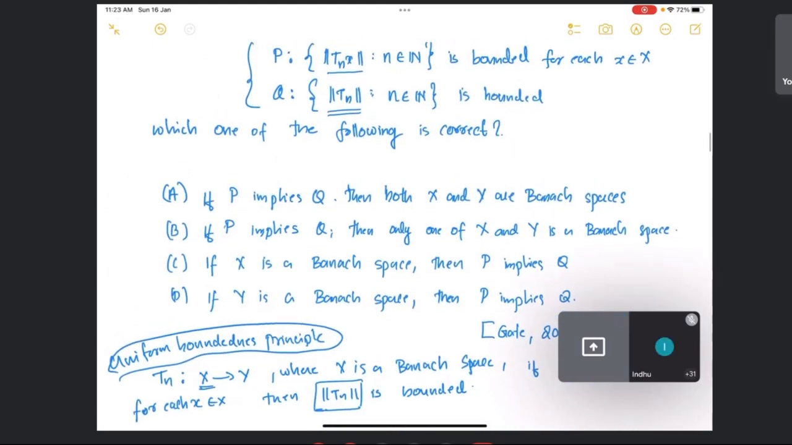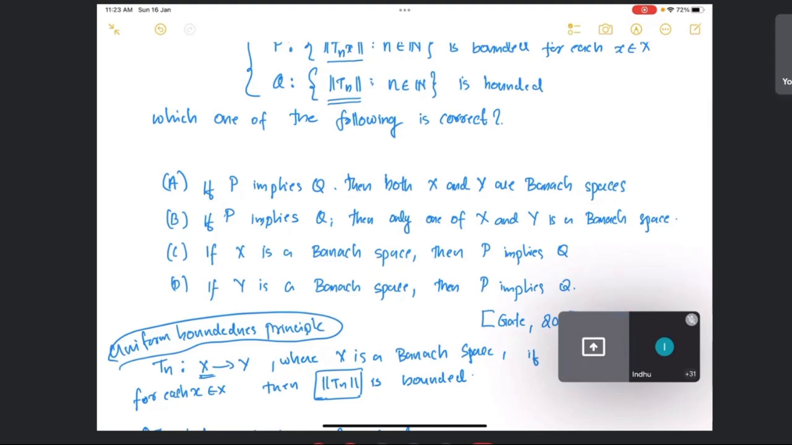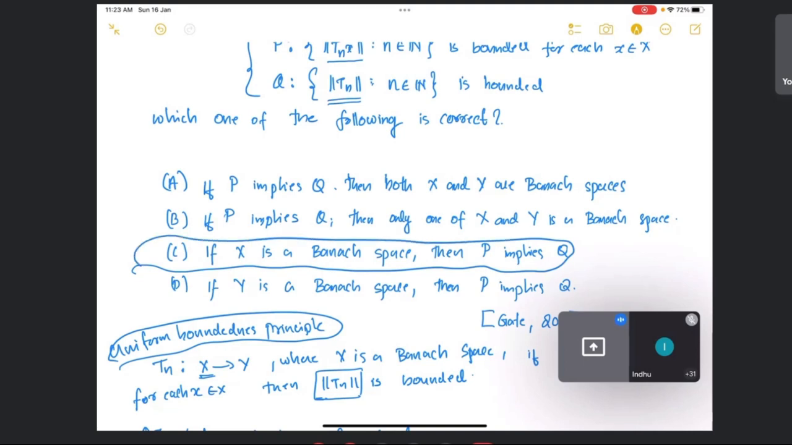Sorry? Sir, option 3. Now you can simply answer. Yeah, like you said, option C: if X is a Banach space, then P implies Q. So this is the exact statement of the uniform boundedness theorem.